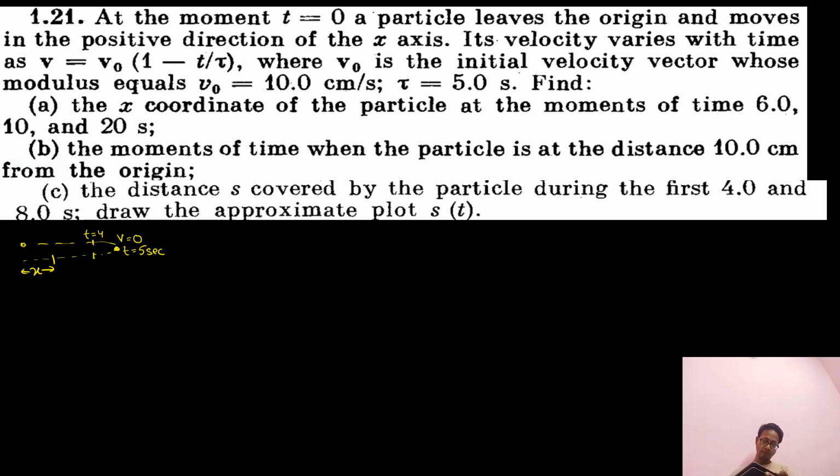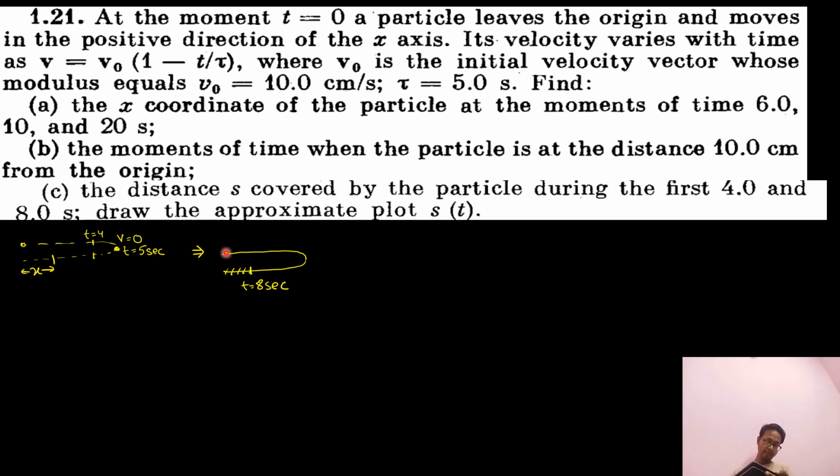Understood what I'm doing? All I'm trying to do is calculate the displacement at 5 seconds, that is this one, multiplying it by 2. I get the total distance, and I'm subtracting the displacement at t is equals to 8 seconds.